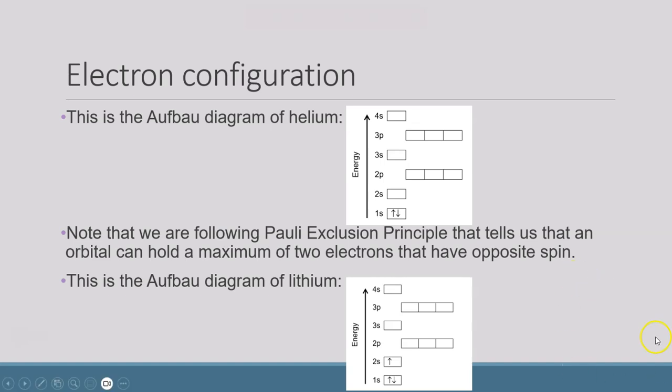This is an Aufbau diagram of a lithium atom. So we've got the 1s shell that's been filled, and then the 3rd electron of lithium is going to join the s shell of the 2nd energy level.